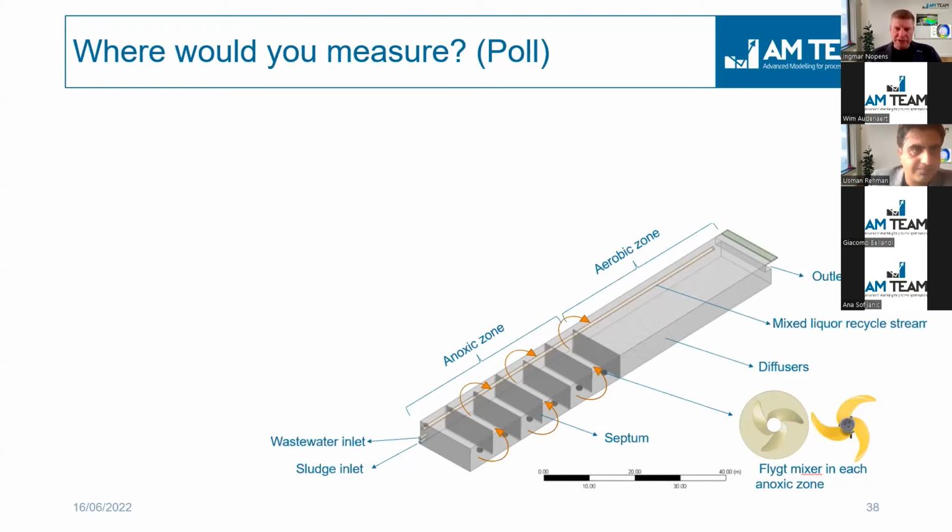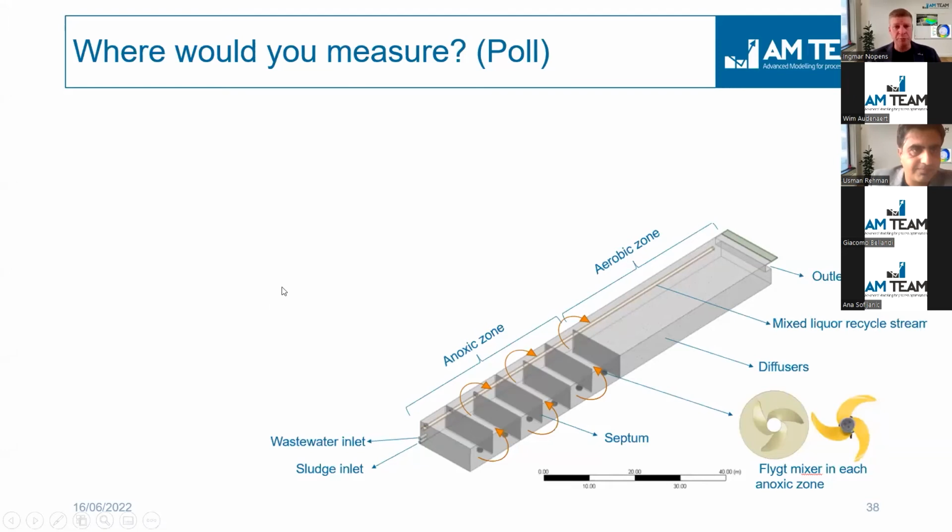I will quickly introduce this system. So this is actually a reactor where the inlet is on the bottom left and the outlet is at the top right. And first you have an anoxic zone with baffles, and the arrows indicate how the liquid is moving. And then the final part of the reactor is an aerobic zone.